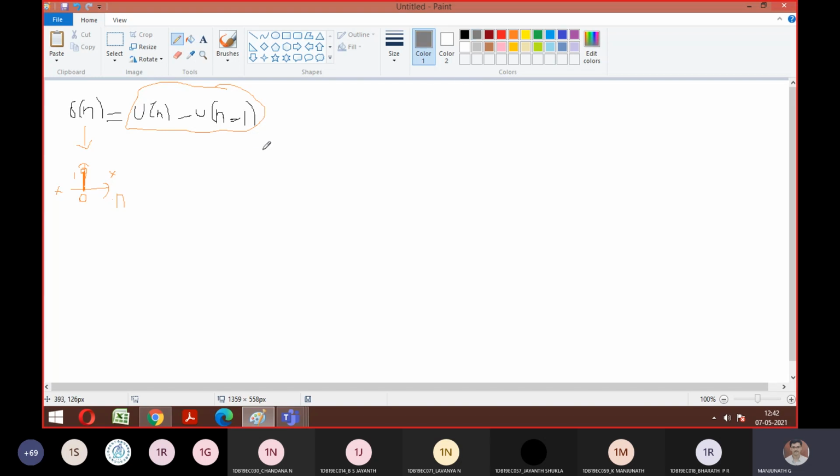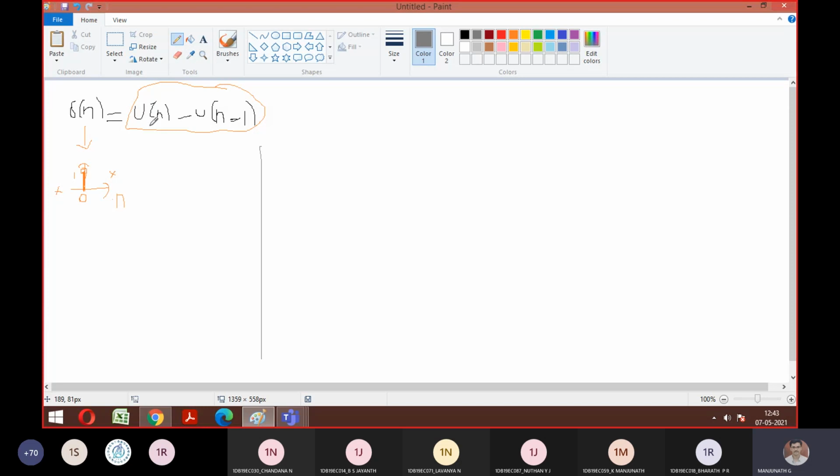From 0 to infinity, sir. Yeah, so from 0 to infinity it is occurring. If it is towards the negative side, there is no existence of your unit function with respect to u of n. Okay, so now proceed.